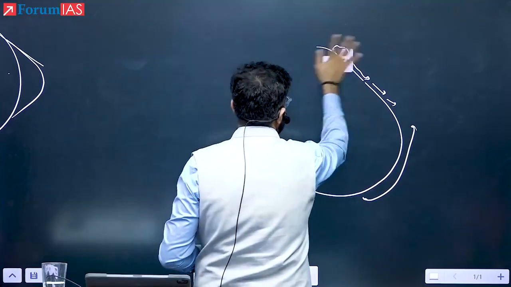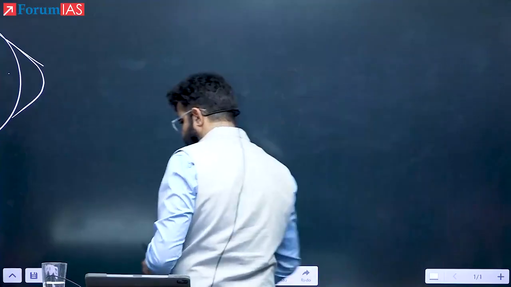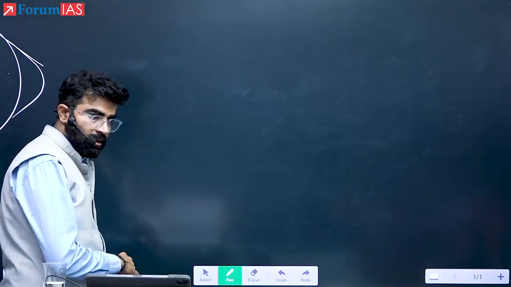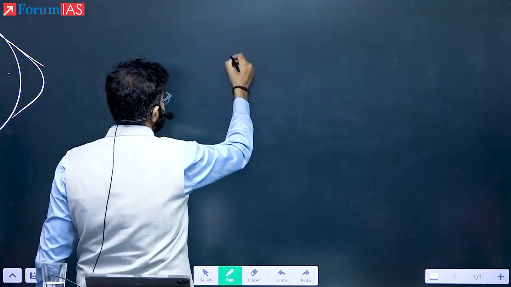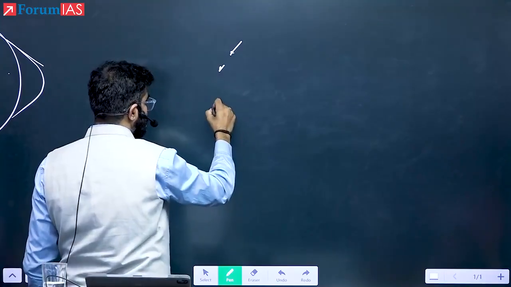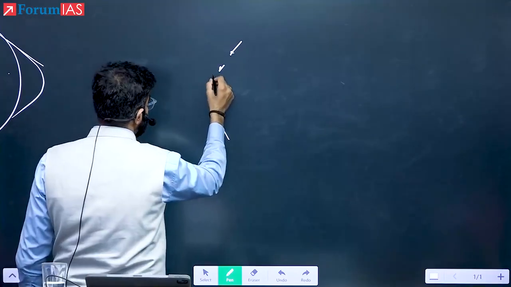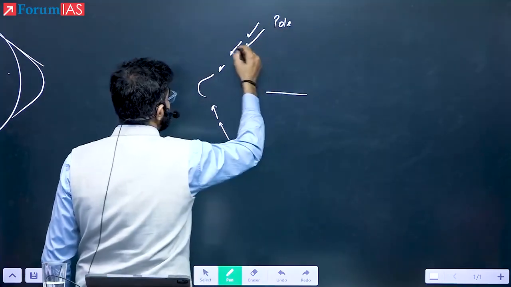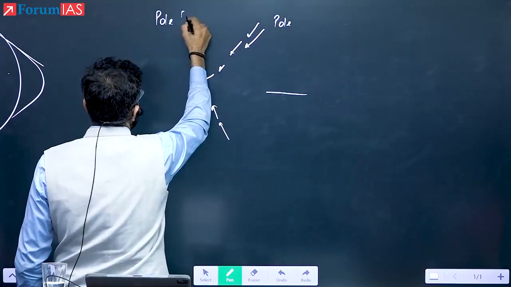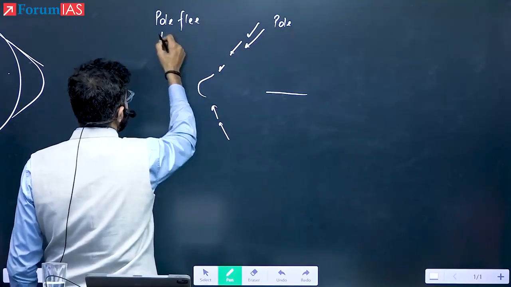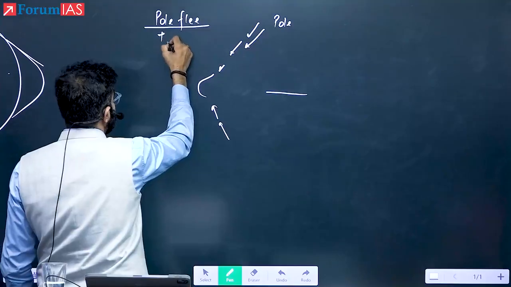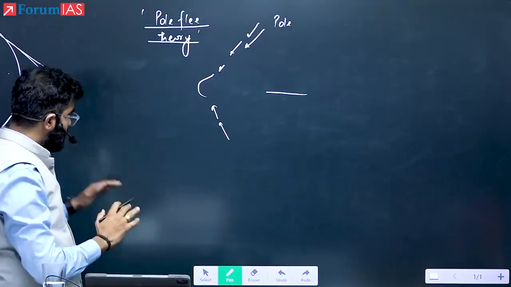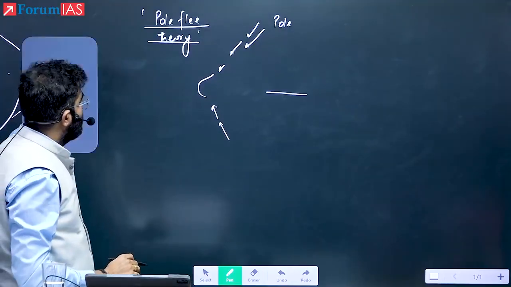Now come to how he proposed his theory. Pole flee theory. Why? Because he considered that the land parts were moving away from the pole, towards the equator. So therefore his theory is known as pole flee theory, meaning the land masses were moving away from the pole. And what was the force responsible for it according to him? Centrifugal force. Okay. Now come to his theoretical part, what he gave and proposed as a theory.